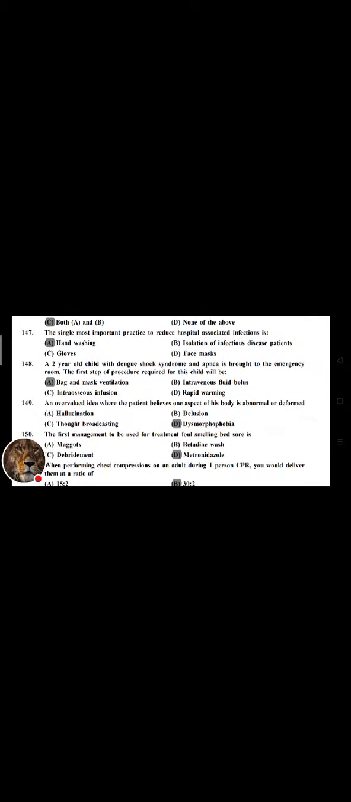A 2-year-old child with dengue shock syndrome and apnea is brought to the emergency room. The first step of procedure required for this child will be bag and mask ventilation. Overvalued idea where the patient believes one aspect of his body is abnormal and deformed is called as dysmorphophobia.